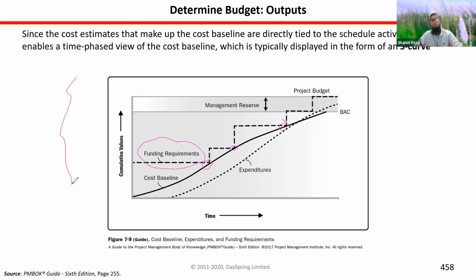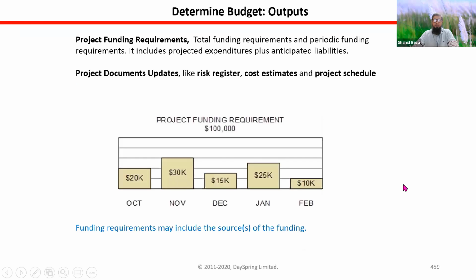You can also create this using Excel. So I can show project funding requirements. You can also show them using a bar chart, right? In which month, how much money you need. That is also one kind of funding requirement representation. And the funding requirements may include the sources of the funding. That is the financing tool. How much money the government is providing, how much money is from the World Bank, how much money is from the Netherlands government.